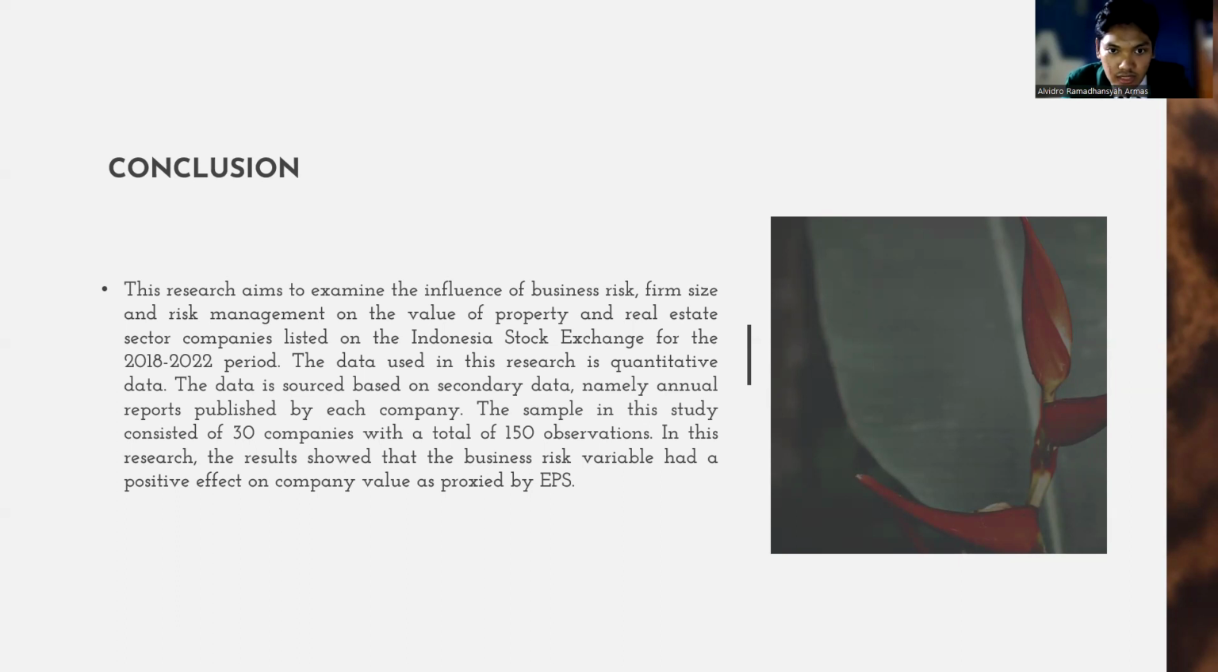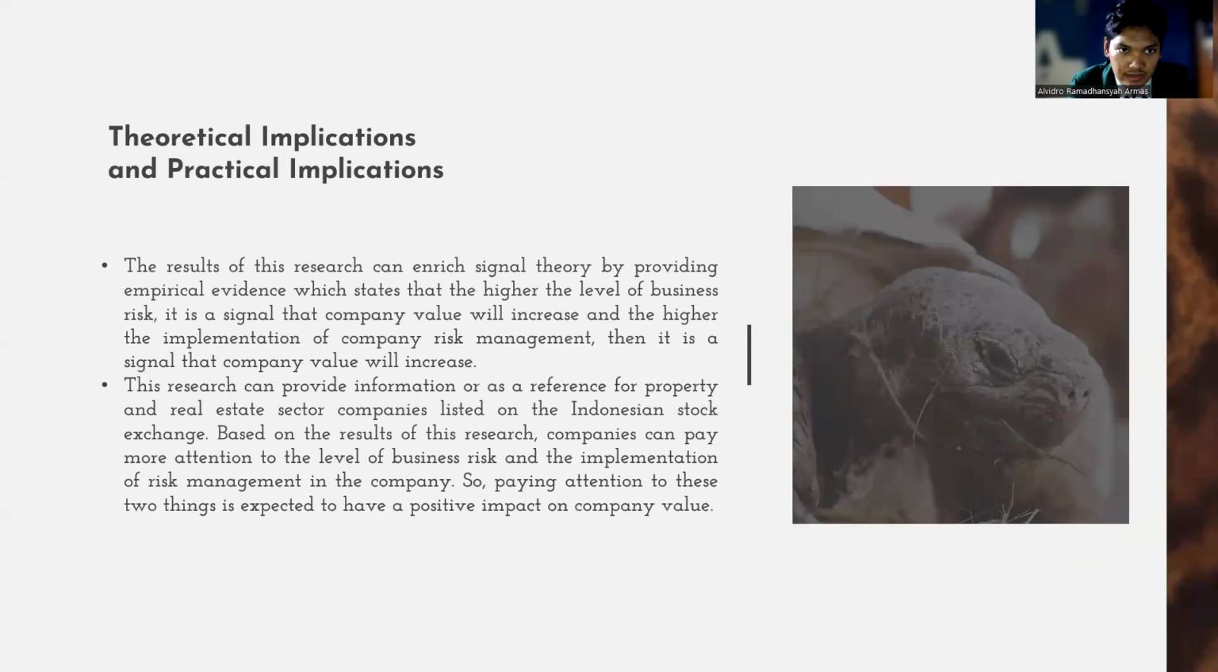The data used in this research is quantitative data. The data is sourced from secondary data, namely annual reports published by each company. The sample of this study consists of 30 companies with a total of 150 observations. In this research, the results show that the business risk variable had a positive effect on company value as proxied by EPS. And the theoretical implication and practical implication.